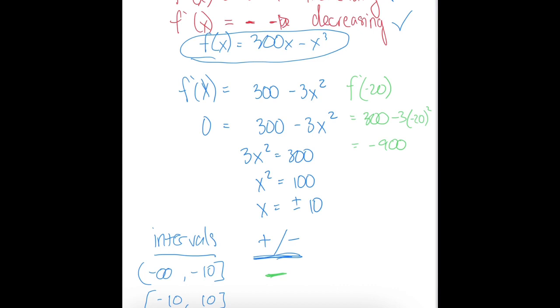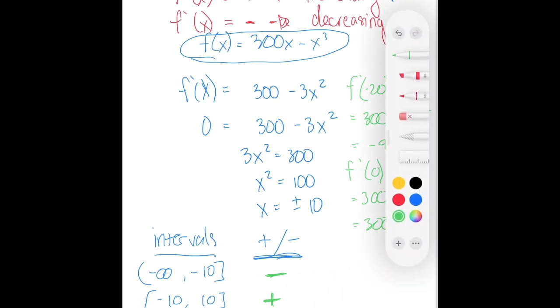Now let's do the same thing quickly for the other intervals as well. Negative 10 to 10, something really easy. Let's just plug in a 0. That's within that interval. So what is f prime of 0? That's going to be 300 minus 3 times 0 squared. Okay, great. 300 minus 0 equals 300. More importantly, that's a positive number. So I know that my graph is going to be increasing on that interval. And then finally, for our last interval, if you plugged in, let's say, a positive 20, you'll see that you get a negative number.